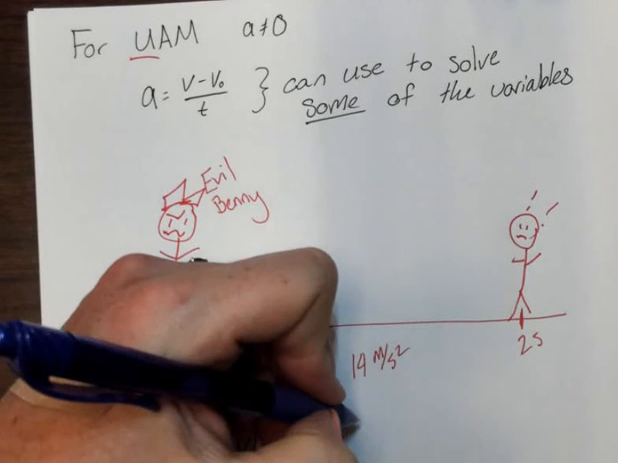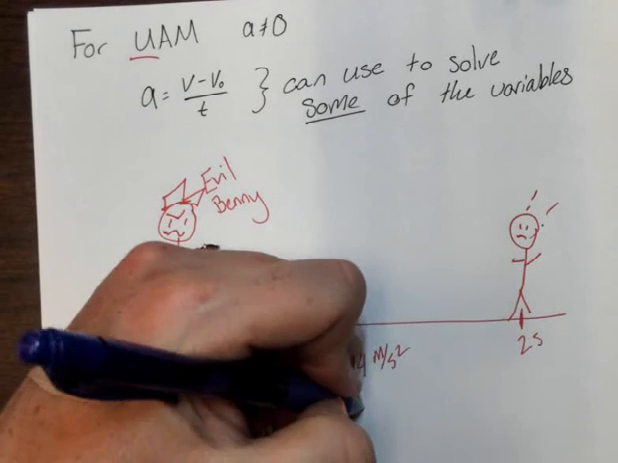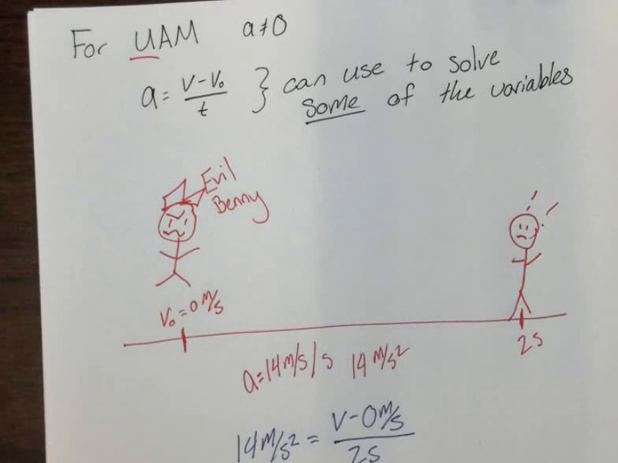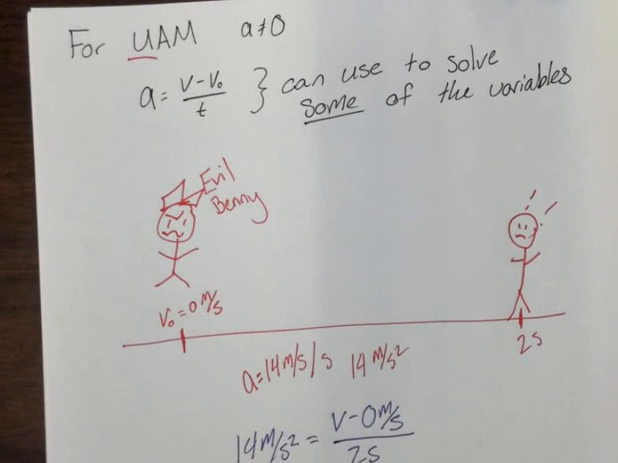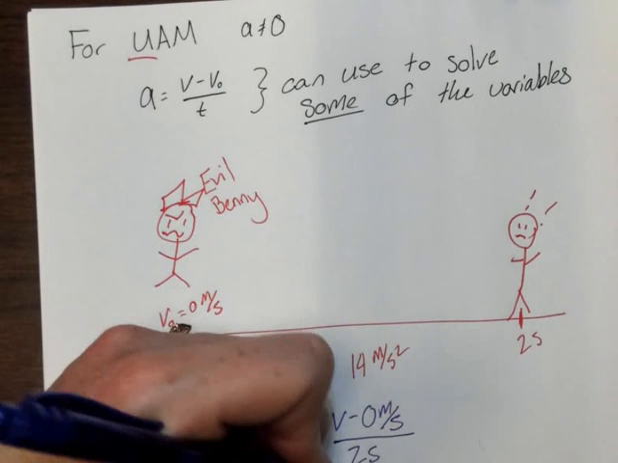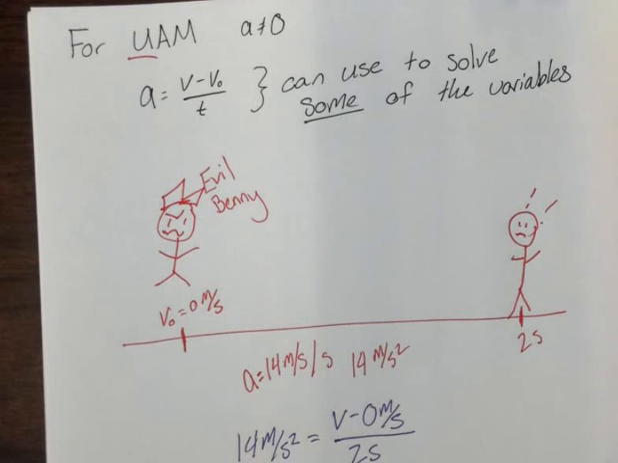So we're going to determine his final velocity because we've got 14 meters per second squared equals v minus 0 meters per second divided by 2 seconds. We multiply both sides by 2 seconds, and then we have 28 meters per second equals his velocity when he finally smacks into you.